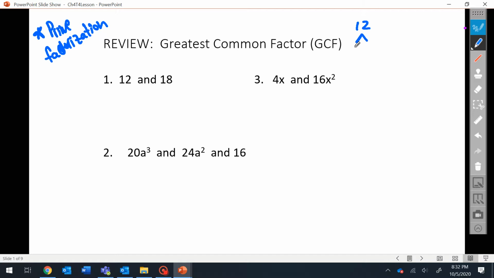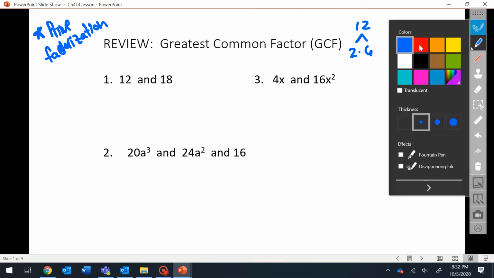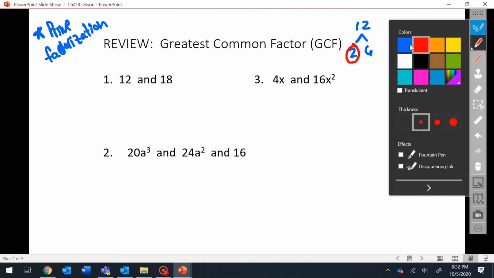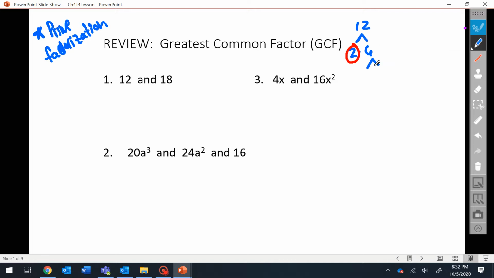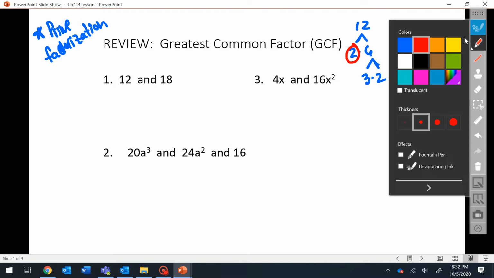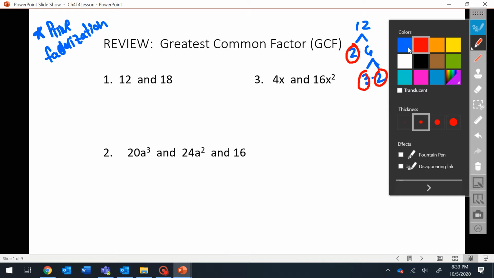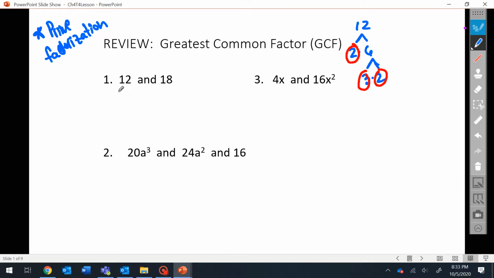So we can look for any two numbers that multiply to give us 12. So for instance, 2 times 6. When you see a prime number, you circle it. So 2 is prime, it doesn't break down anymore. But 6 does. 6 breaks down into 3 times 2. Neither of these break down anymore. So all the ones that we circle represent the prime factorization of 12. So 12 is 2 times 3 times 2.